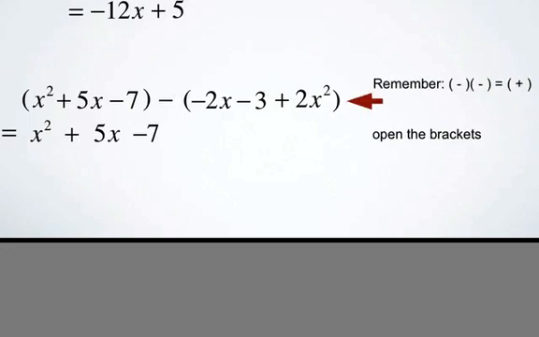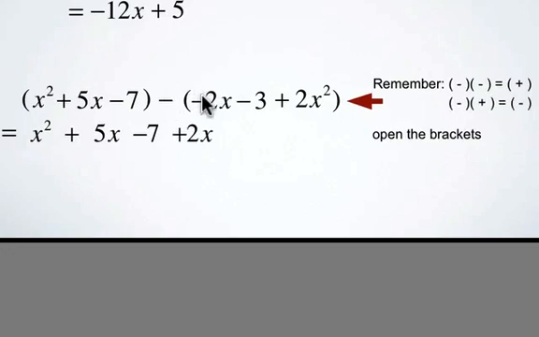Our next one, x squared plus 5x minus 7, take away negative 2x minus 3 plus 2x squared. So the first step is to deal with the brackets. The first set of brackets has nothing in front, it's just holding that trinomial together. But in the second set of brackets, we have to subtract the terms individually. And we're going to remember that subtracting a negative is a positive and subtracting a positive is a negative.